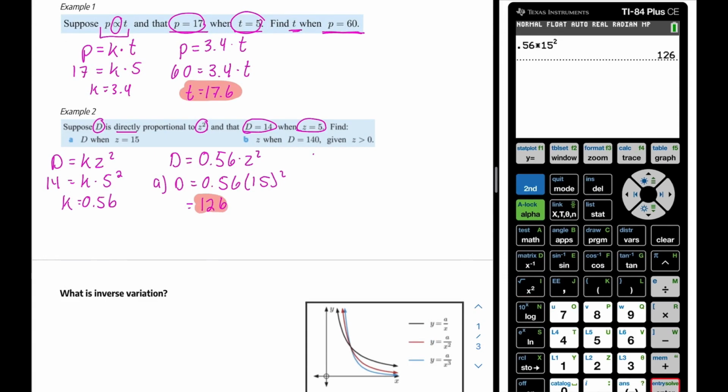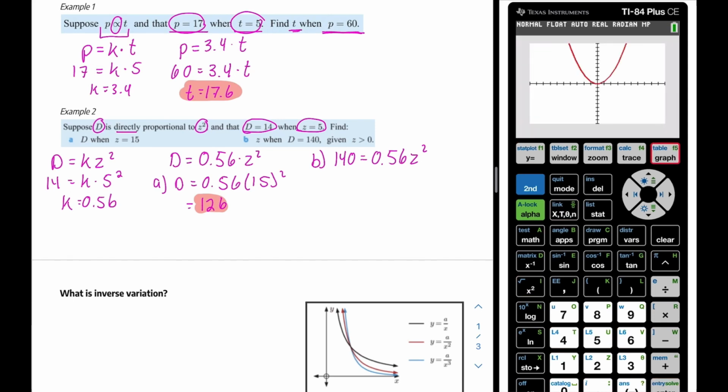Next up for d, I'm looking for z, and I know that d is 140, so 140 is equal to 0.56 times z squared. Now at this stage, we have a quadratic, right? So there's going to be actually two values possible for z. So if you use numeric solver, that's okay, it's going to give you only one possible value. So I'd probably recommend that you graph it instead and find the intersection point.